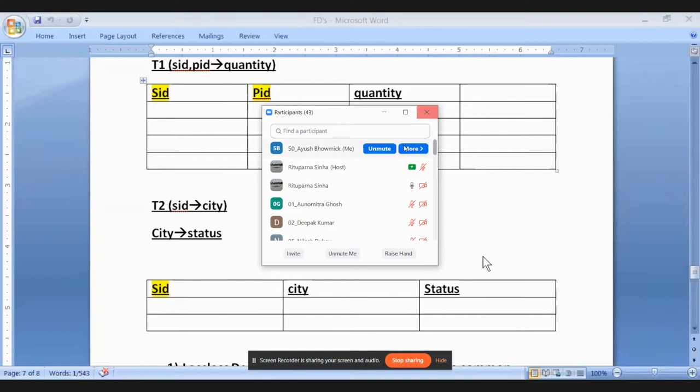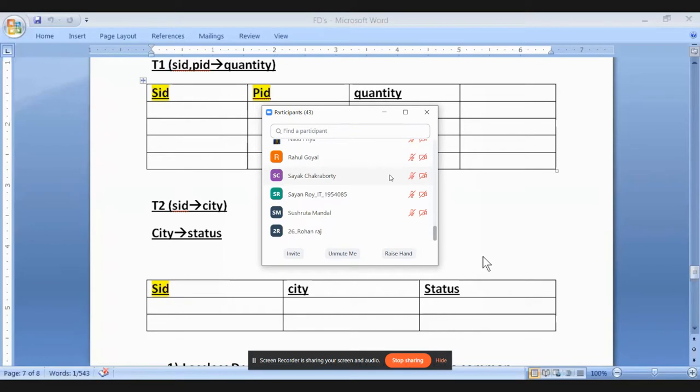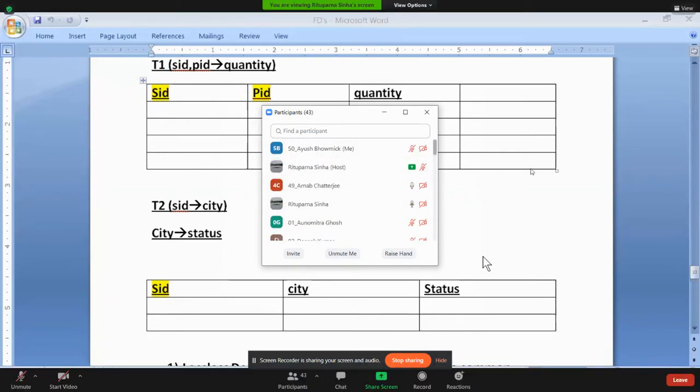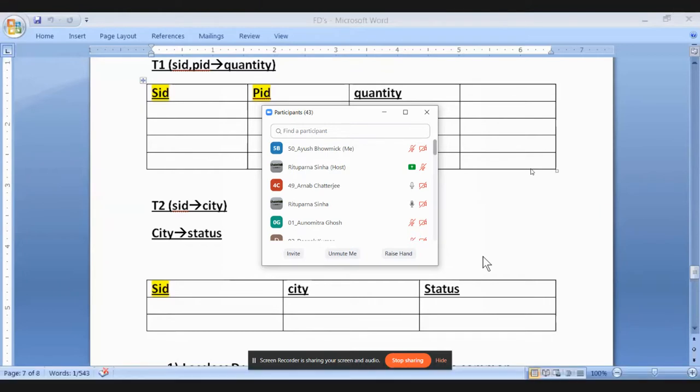Arnob Chatterjee? Yes, ma'am. Arnob Chatterjee, tell me how I will understand whether the decomposition is lossy or lossless.